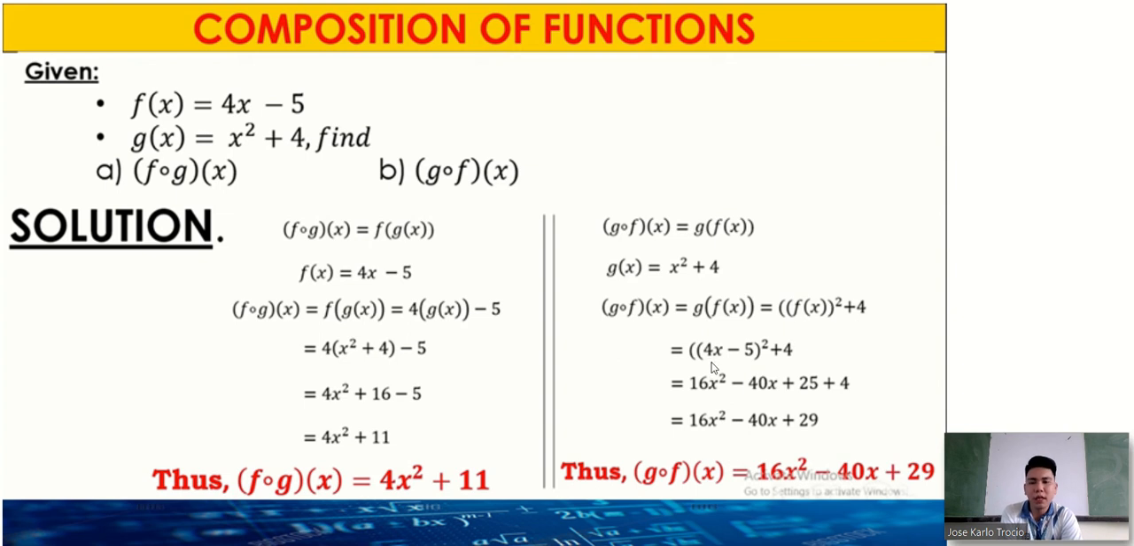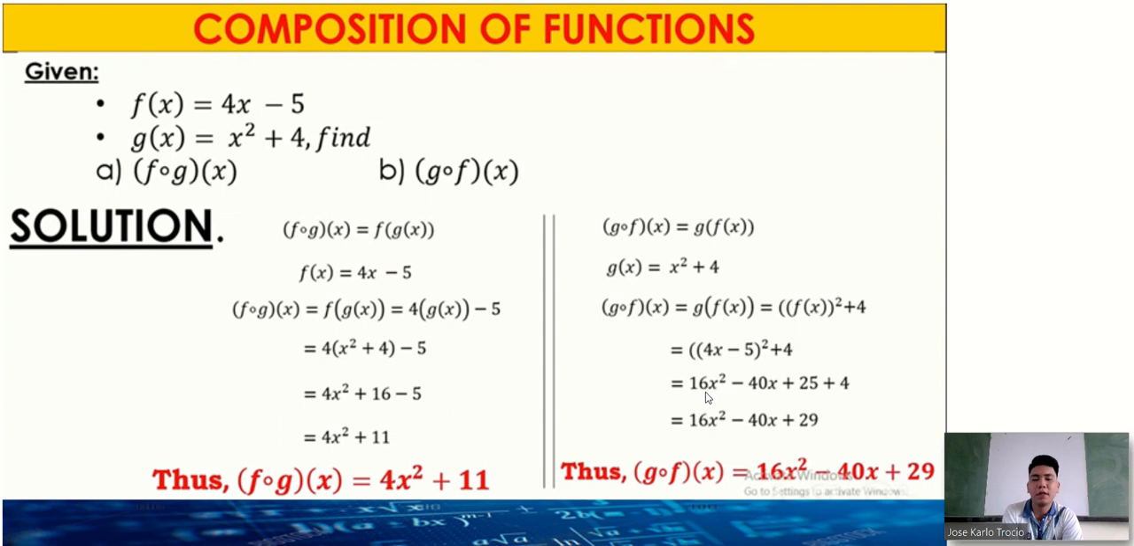And substitute now 4x minus 5. Where did we get this one? From here. So 4x minus 5 squared plus 4. Bring down 4. Okay. And the next step is to find the factors of this perfect square trinomial, 4x minus 5 squared. Okay, that is the final answer.